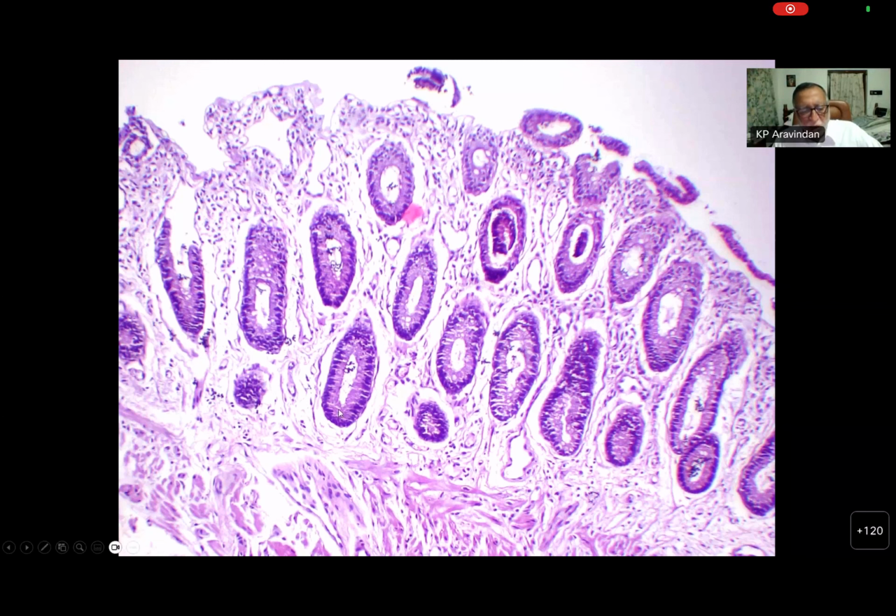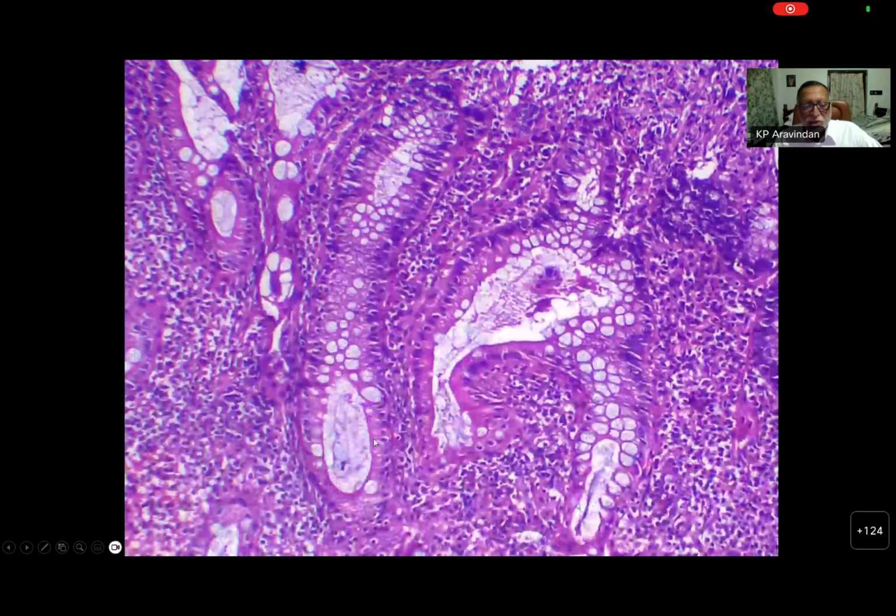See here, normally the bottom of the crypts will touch the muscularis mucosa. But here there seems to be a big gap between the lower end of the crypt and the muscularis mucosa. And this is indicative of shortening of the crypts. And shortening of the crypts is a sign of chronicity. So, a sign of chronic disease. You said that already there is an active colitis. In addition to the active colitis, there is also some sign of chronicity.